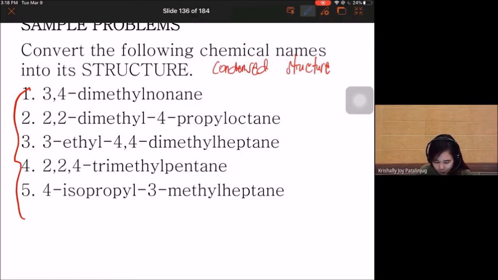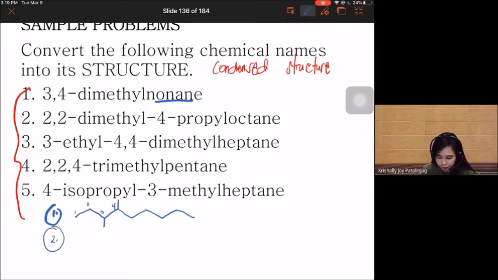Let's start with number 1, nonane. So 1, 2, 3, 4, 5, 6, 7, 8, 9. That is a 9 carbon chain, nonane. And there are methyl substituents at carbon 3 and carbon 4. So you have 3,4-dimethylnonane.